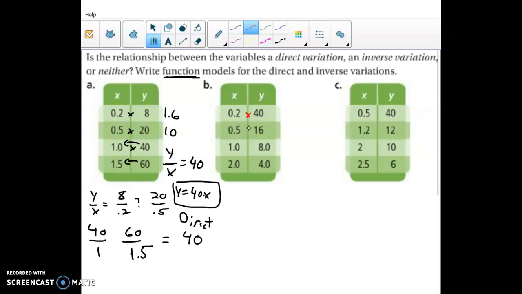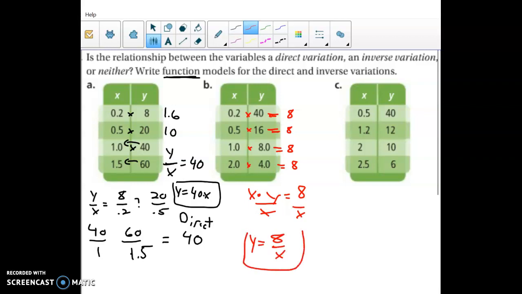Okay, so I'm going to multiply across again, see if that holds the same all the time. So this one is 8, 8, 8, and 8. So I think those are all 8. Okay, so we could say that in this case, when we multiplied x times y, we got 8. Okay, so that's one equation, but then I'm going to get y alone, so I'm going to divide by x, and I'm going to write y equals 8 over x. Okay, so that's my equation. And you could also have written x times y equals 8. I would take that too.